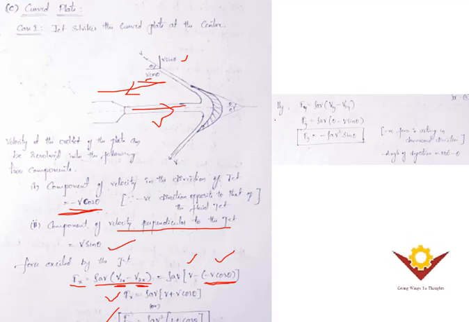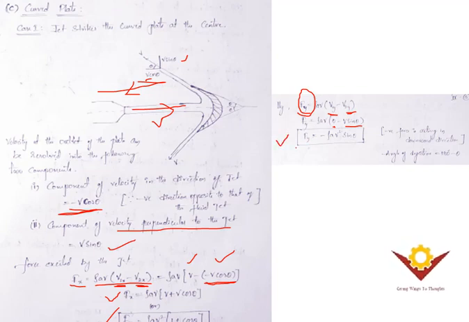Now similarly, for the y direction, the force in the y direction equals mass per second, which is rho a v, into the velocity before striking the plate in the y direction minus the velocity after striking the plate in the y direction. Before striking the plate, the velocity in the y direction is 0, and after striking the plate, this is your velocity, which is v sin theta.